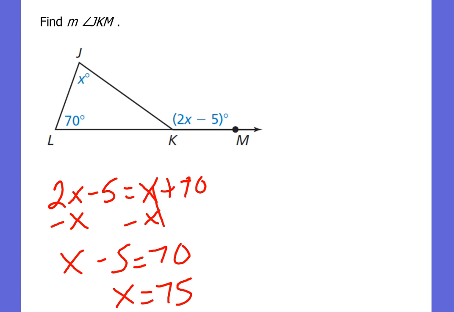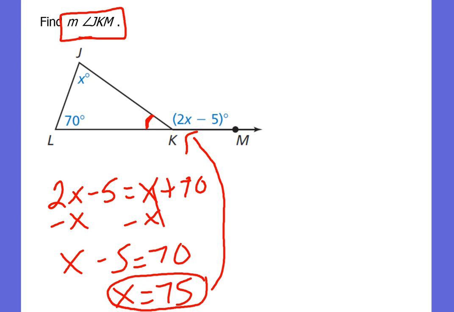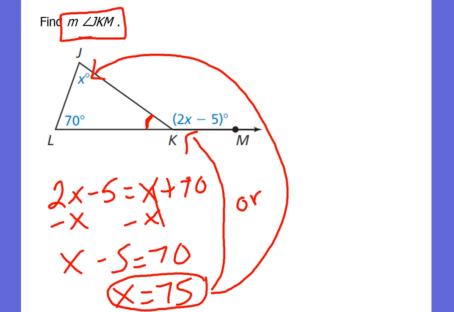It wants to know the value, however, of JKM. So this is our angle we're trying to focus on here, JKM. Well, what do we have to do? You have a couple options. I could take x equals 75 and substitute it into here, or I could substitute it into here. Or we could just use what we just thought about with our triangle sum theorem. And because that's the point of this video, let's go ahead and do that.